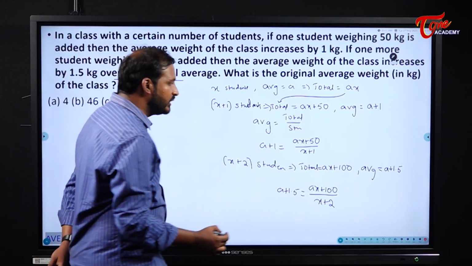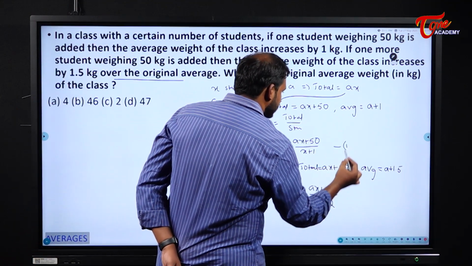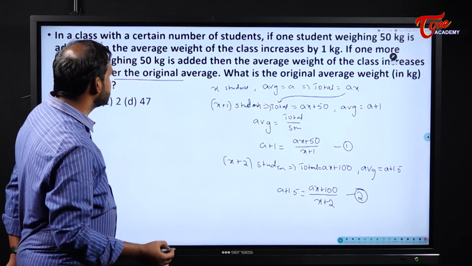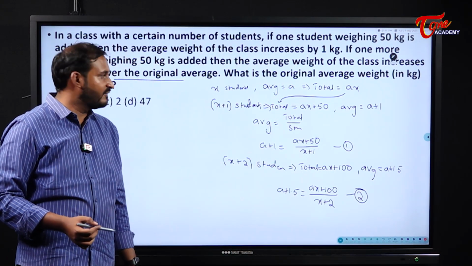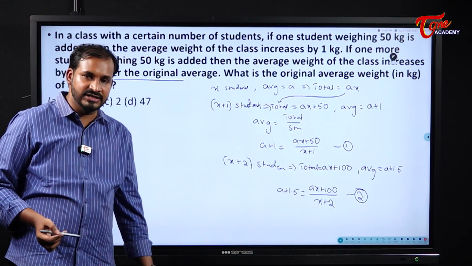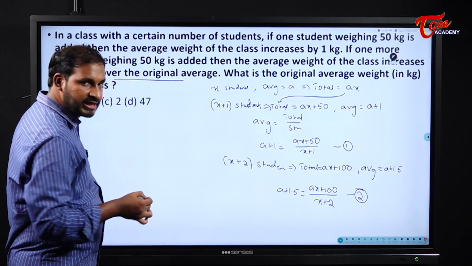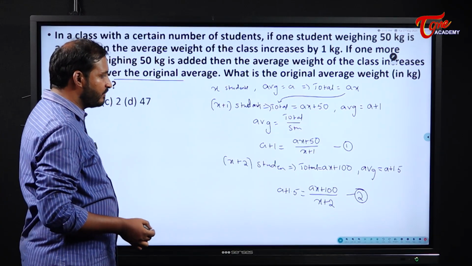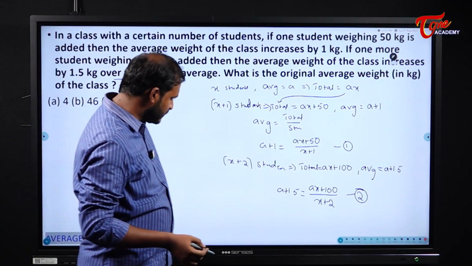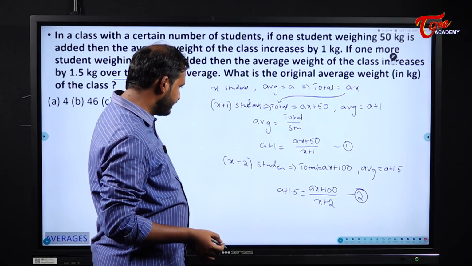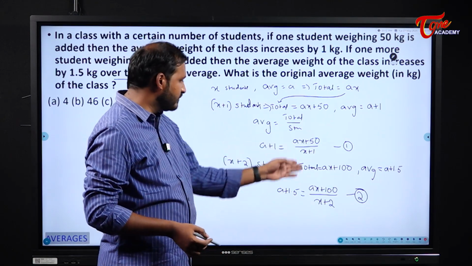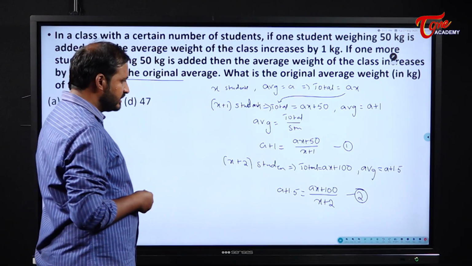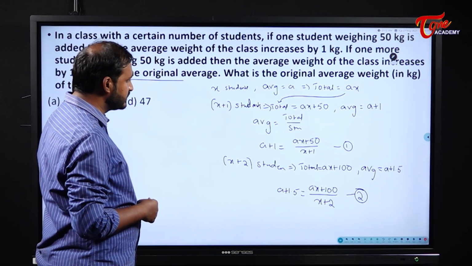So, now you have two equations here, students. This is the first and this is the second equation. They are asking us to find the original average weight in kgs. Now, first of all, let us solve this one.